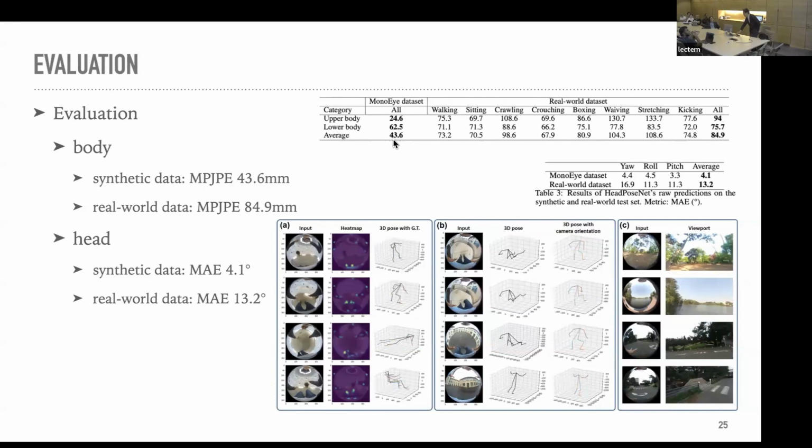MPJP is 43 millimeters on average. But in the case of the upper body, it is just 24 millimeters on average for each joint. So it looks not as good as traditional motion capture systems. But if we collect a much larger data set, especially a real-world data set, not a synthetic data set, it could get lower and lower, I think.